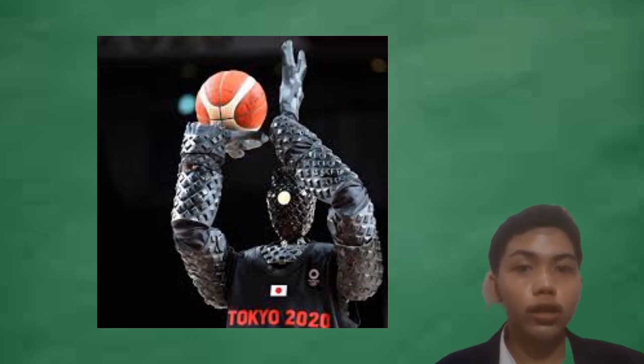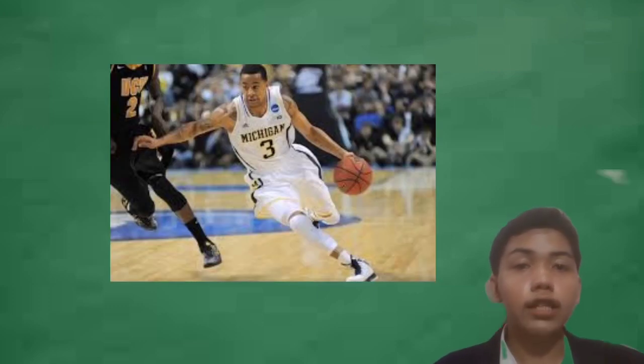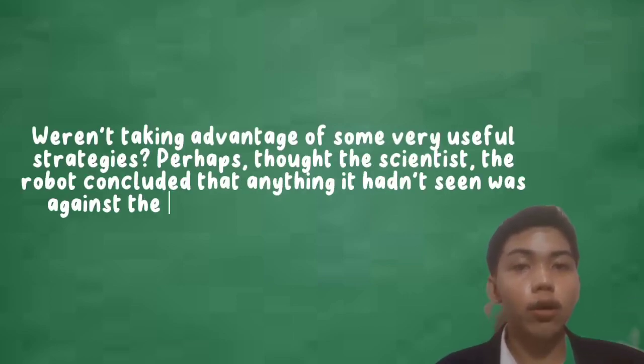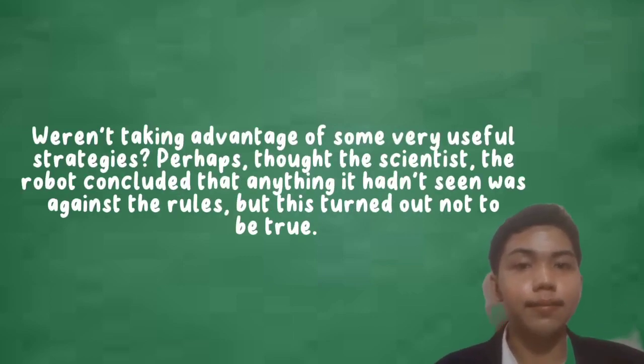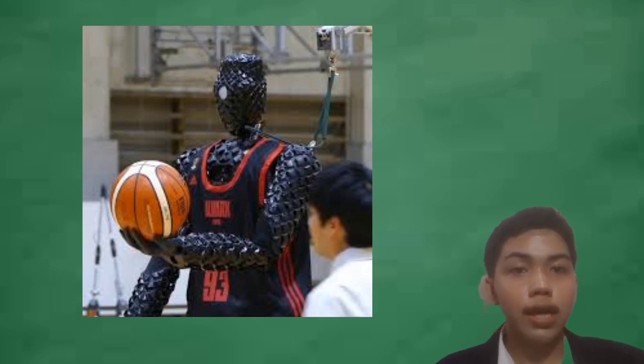Why did the robot conclude that the double dribble and the traveling were not allowed, rather than assuming that the human players simply were not taking advantage of some very useful strategies? Perhaps, thought the scientists, the robot concluded that anything it hadn't seen was against the rules, but this turned out not to be true. The robot had never seen anyone dribble the ball behind his back, but on several occasions, it did just that. How did it know this is allowed?